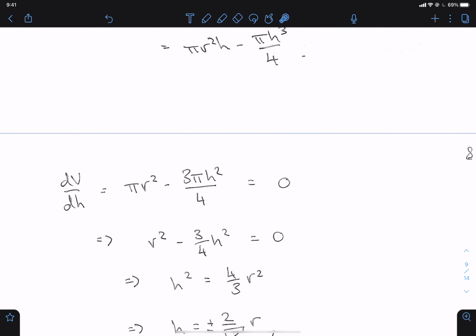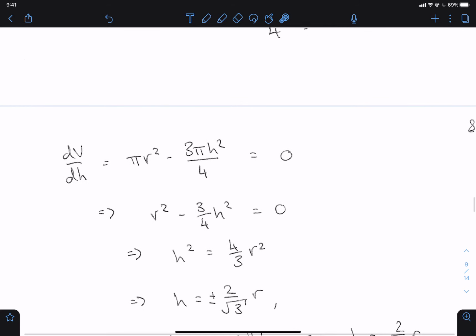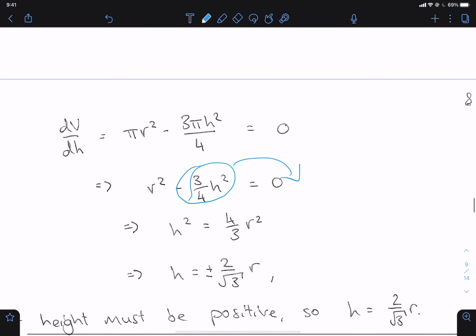And then firstly, we're gonna have two sides divided by pi, so that these two pi's are gone, right? No pi anymore. And then we have r squared equal to minus 3 over 4 h squared, right? And then move this to the other side. And then multiply both sides by the reciprocal of this, 3 over 4. So we have h squared equal to 4 over 3 r squared, right?